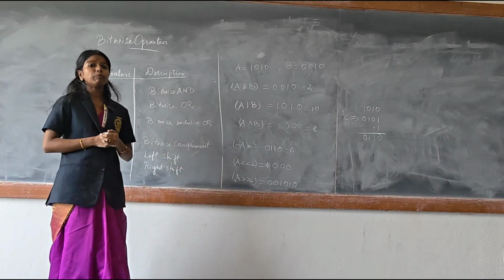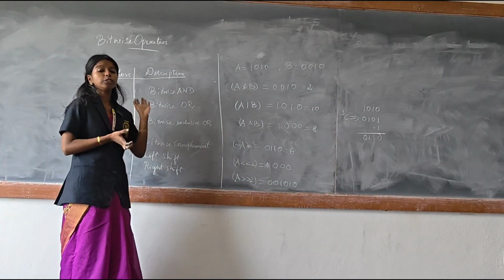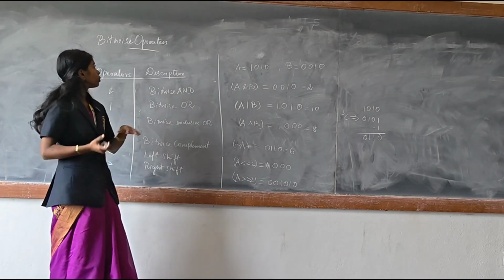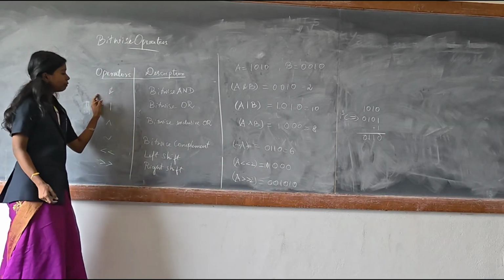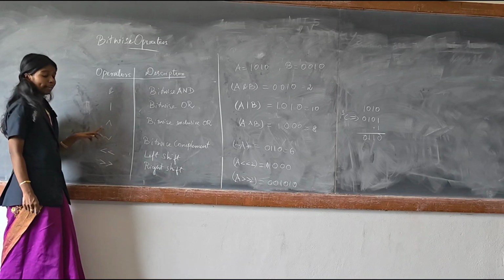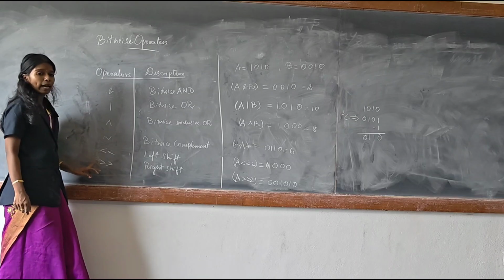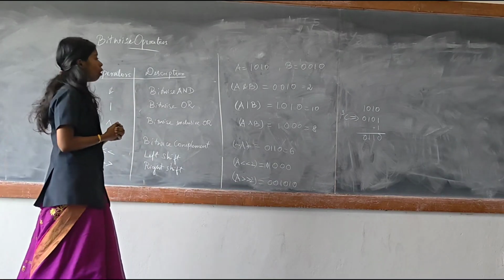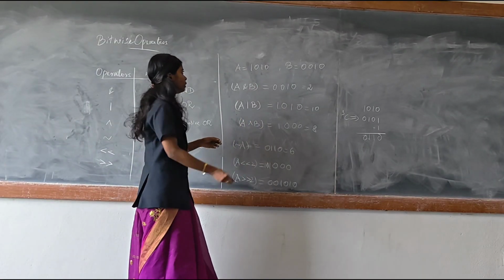Now we are going to see about bitwise operators. Bitwise operators are used to operate on the individual bits of an operand. In this we have the bitwise AND operator, bitwise OR operator, bitwise XOR (exclusive OR) operator, bitwise complement operator, left shift and right shift operators. These are the operators performed in bitwise operations. First, here is one small example of bitwise operators.